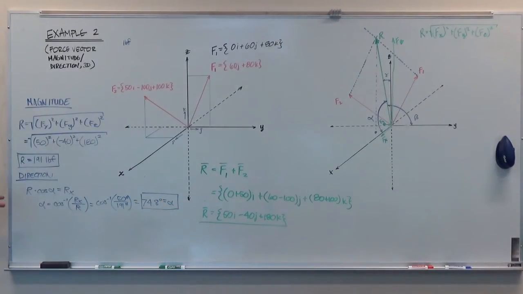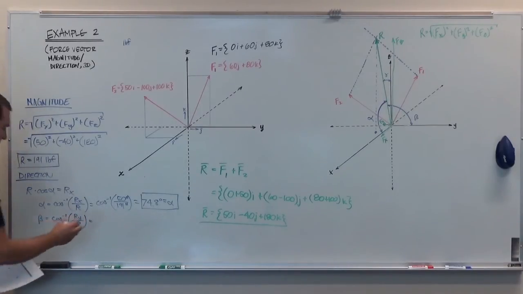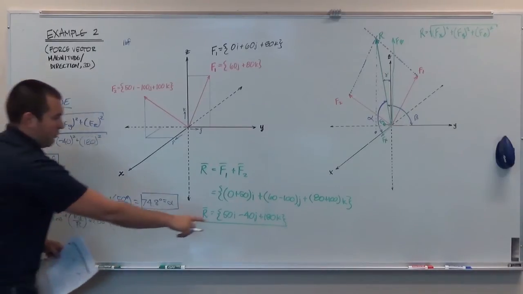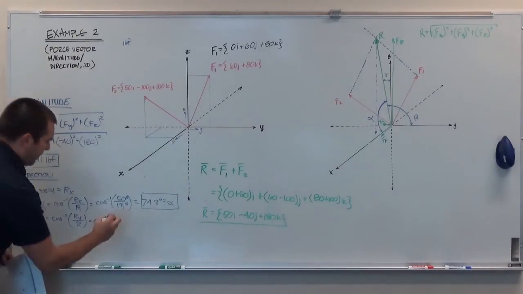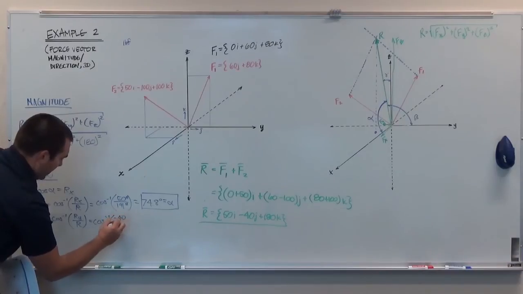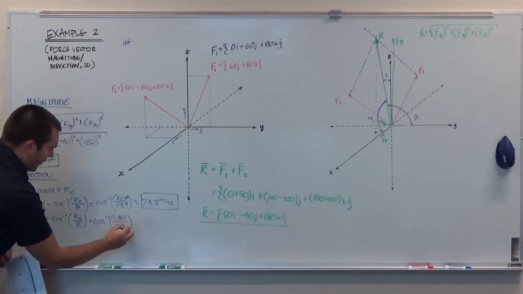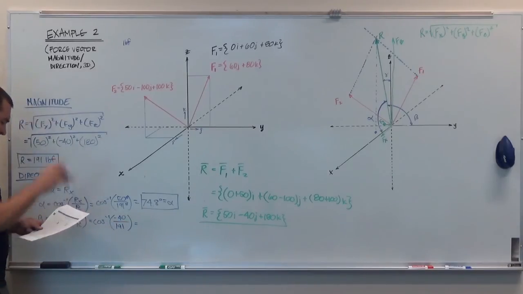Likewise, if I want to find the angle beta, beta is going to be equal to the inverse cosine of whatever component of that resultant vector is in the y direction divided by the magnitude of the resultant. And in this case, again, the component in the y direction is negative 40 pounds. And the magnitude of the resultant overall is 191 that we calculated earlier. And so I get this angle.